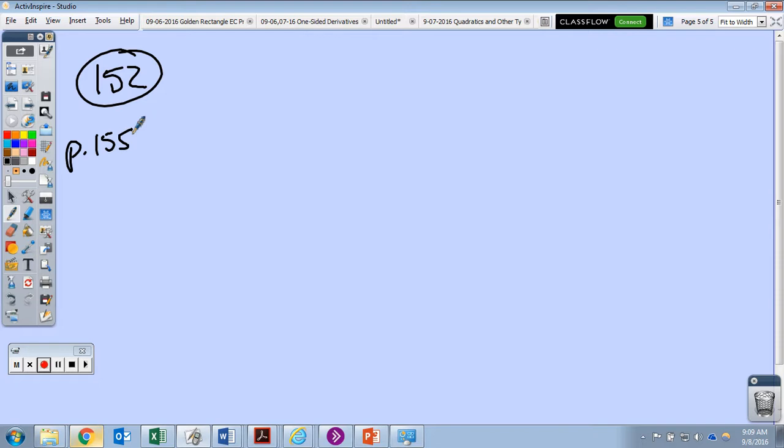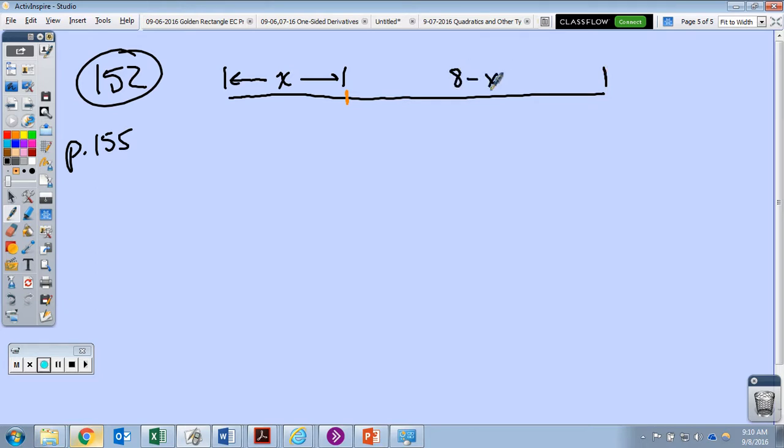Wire. And it's cut here. And they're actually nice enough to give you the diagram. You'll eventually work on word problems where you'll just have words. Those are going to be a little bit tougher, but that's why you have to be able to put something on paper. Say that's x. This would have to be 8 minus x because the whole thing is 8.